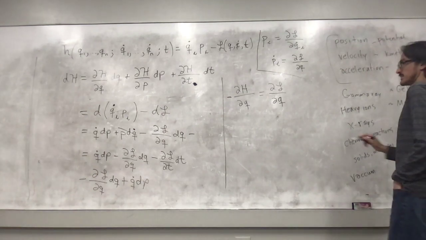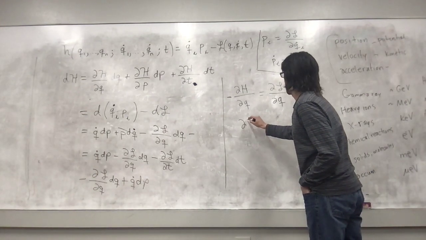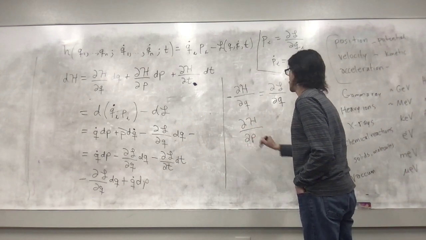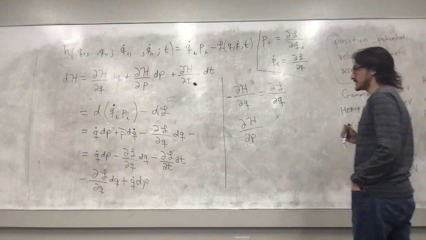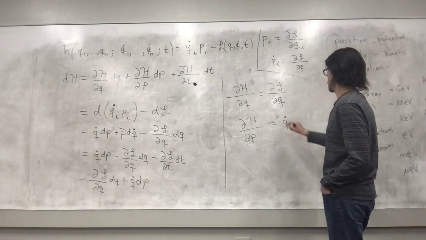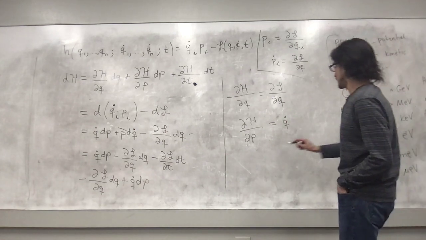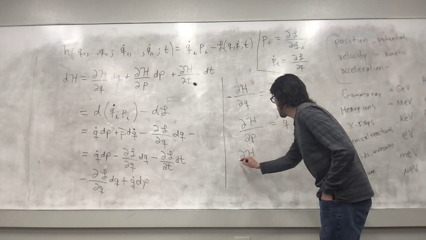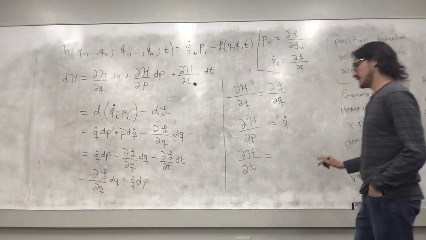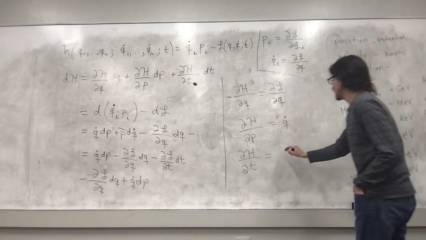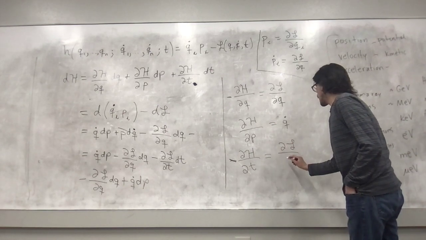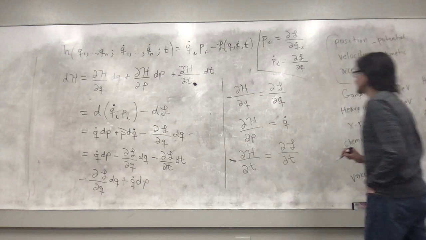And then we have the partial derivative of the Hamiltonian with respect to the momentum is equal to q dot, and the partial derivative of the Hamiltonian with respect to time is, I think that's a negative, yes. So we can put the negative over here. Partial derivative of the Lagrangian with respect to time.